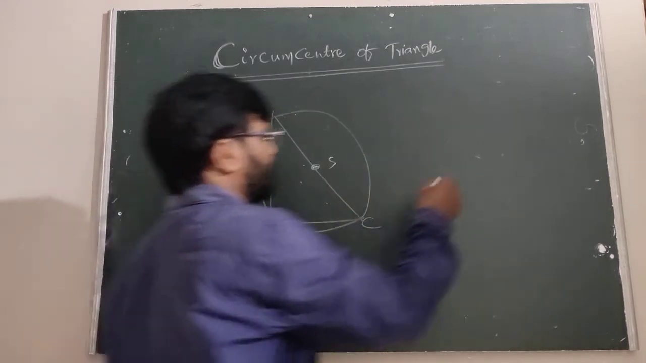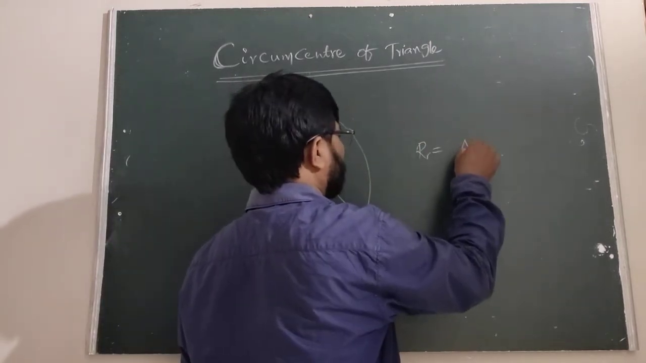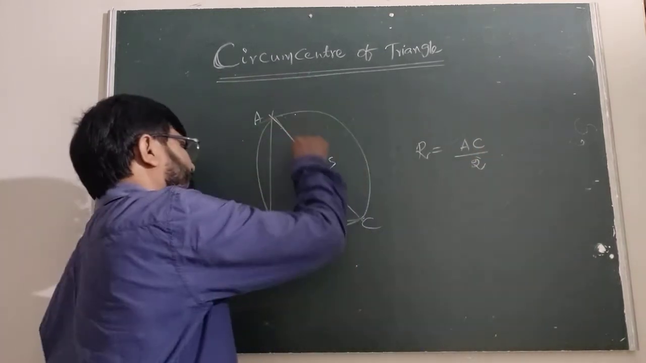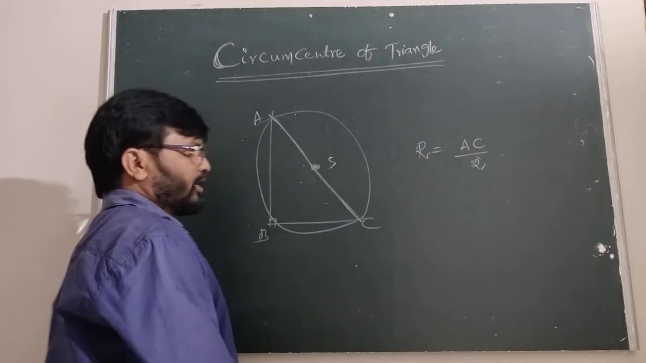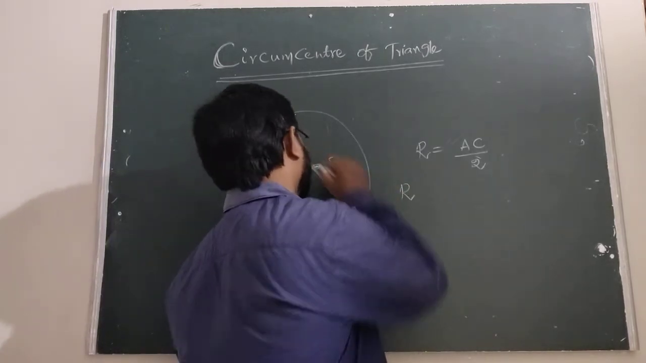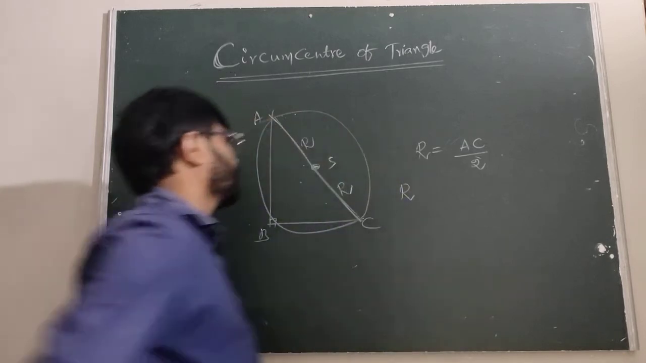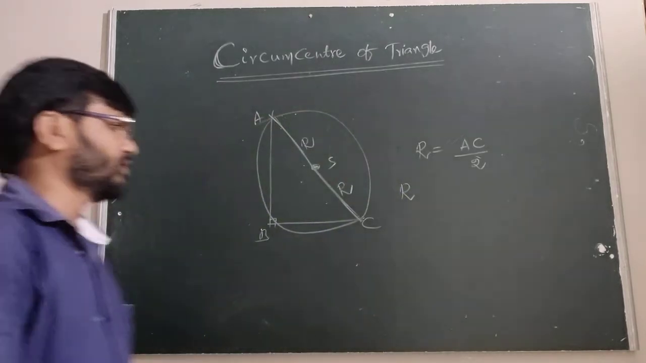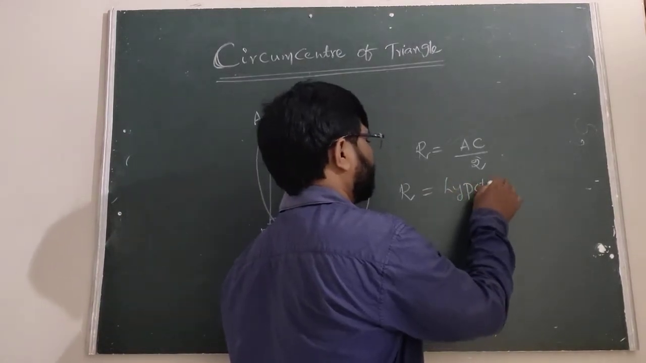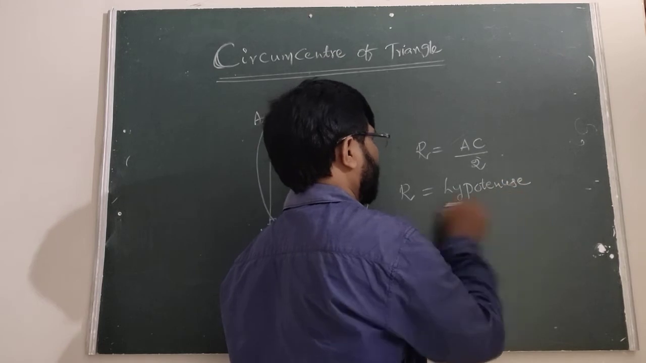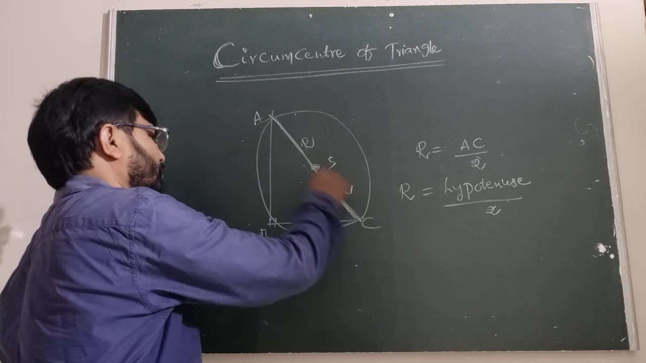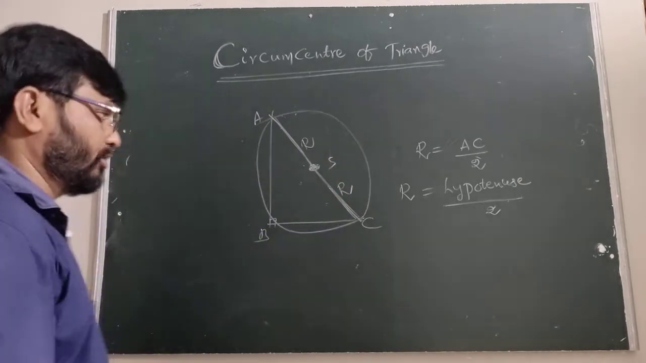Therefore, the radius is the hypotenuse by 2. The hypotenuse acts as the diameter. Therefore, 2R equals AC, so R is AC by 2, where AC is the hypotenuse. The circumcenter is the midpoint of the hypotenuse.